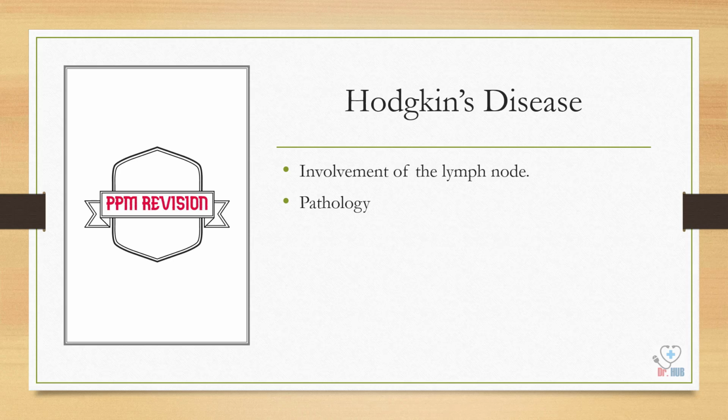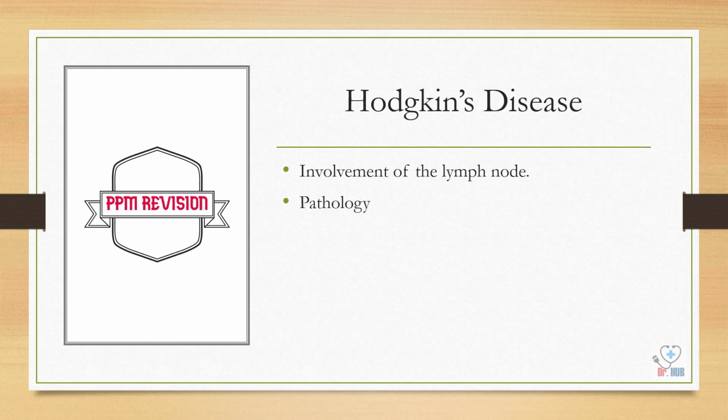Then just summarizing the few key points of Hodgkin's disease. Hodgkin's disease is mainly involving the lymph nodes. Sometimes it can affect the extranodal sites as well. Under microscopy, it is classified into classic and nodular lymphocyte predominance type. And under classic there are a lot of varieties, that is lymphocyte predominance, nodular sclerosis, mixed cellularity, lymphocyte depletion type.